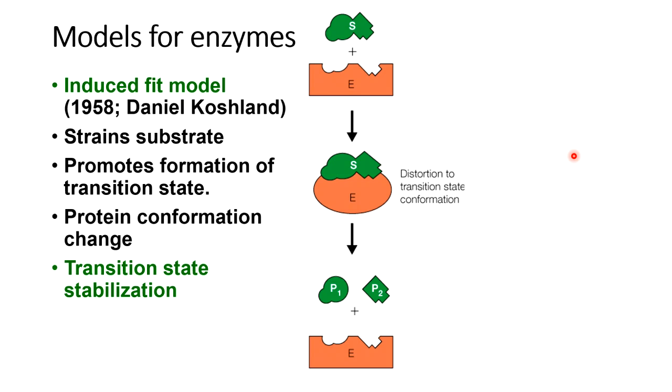Daniel Koshland came up with a different model called the induced fit model. The original thought was that the enzyme actually strains the substrate to force it into the transition state. There may be a distortion of the site, which looks kind of like the substrate, but not perfectly, and it forces the substrate to take more of the shape of the transition state, which promotes the chemistry.